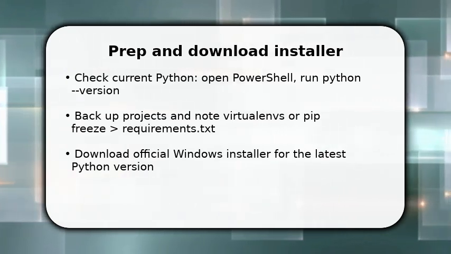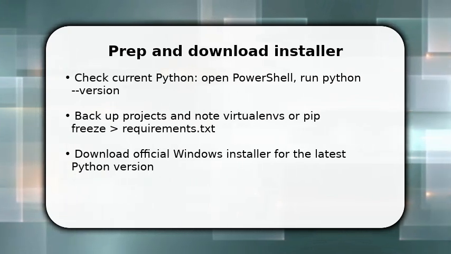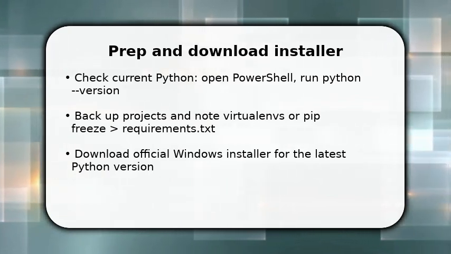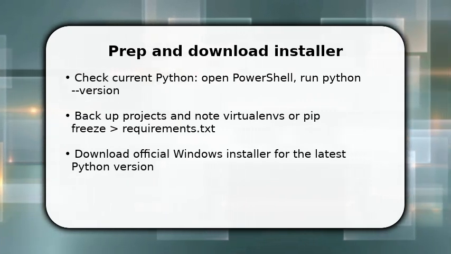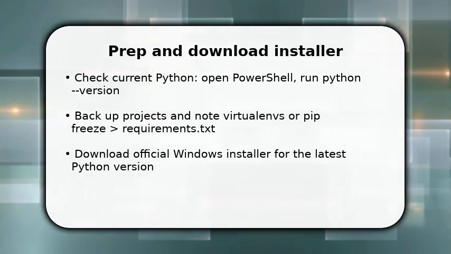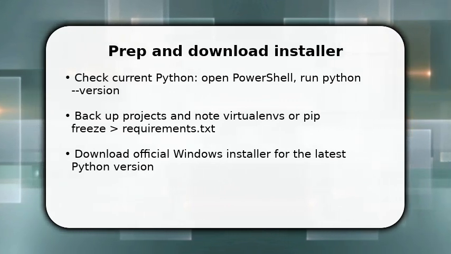Then download the official Windows installer for the latest Python from the distributor. Choose the correct 32/64-bit build. Make sure the installer matches your system, and plan whether to install for just your user or all users.